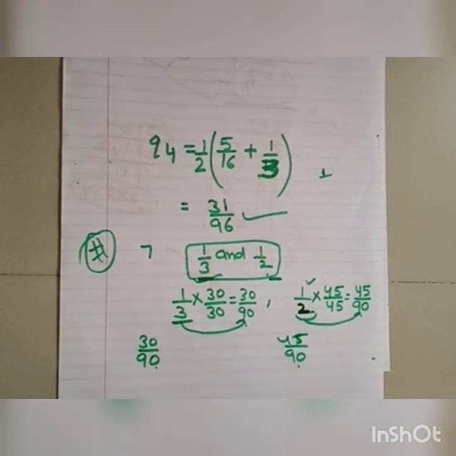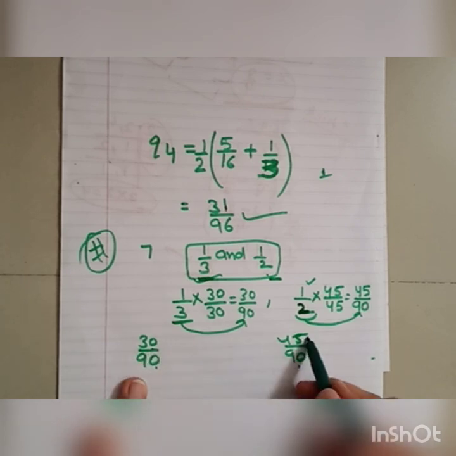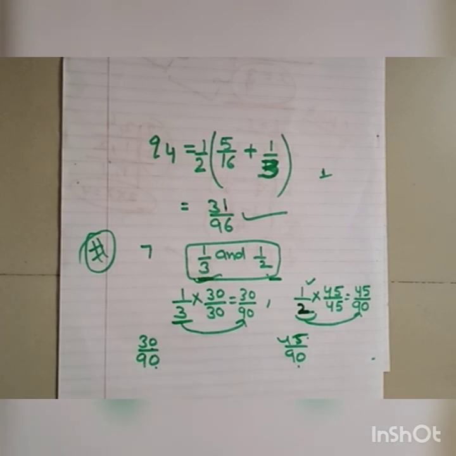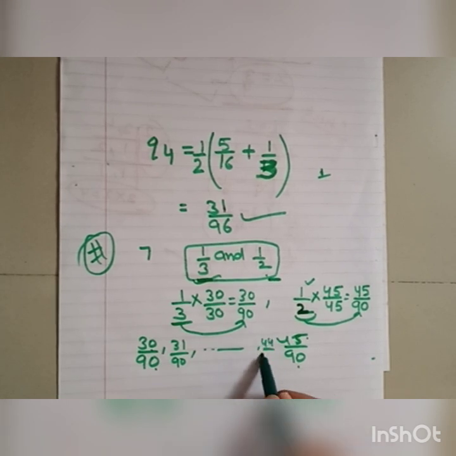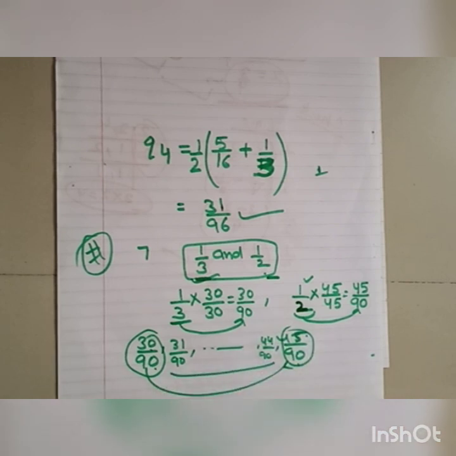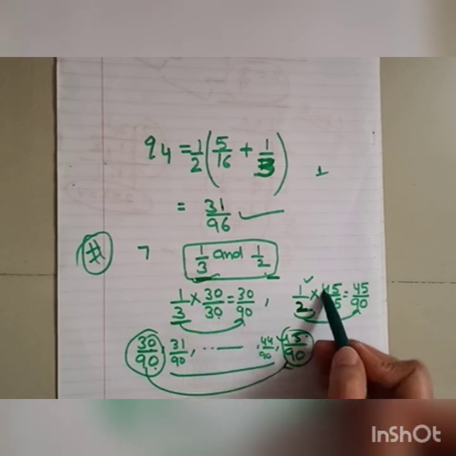Now we have the same denominator for these rational numbers, and we check between 30 and 45. There are 14 numbers, from 31 up to 44, and the denominator is the same. So write 31 by 90 up to 44 by 90. This way we have found 14 rational numbers between 30 by 90 and 45 by 90. And you can find up to 29 rational numbers between these two by multiplying by any table.